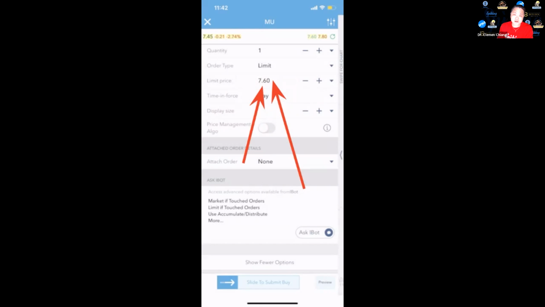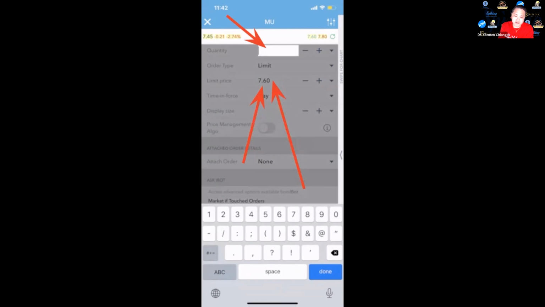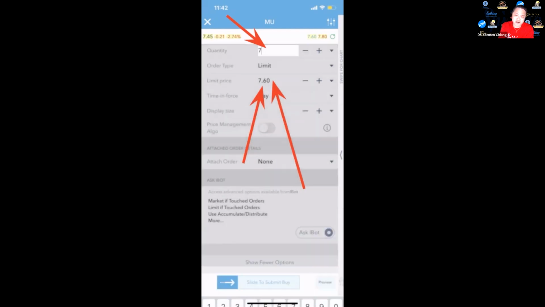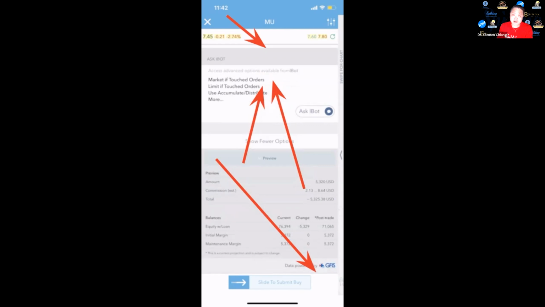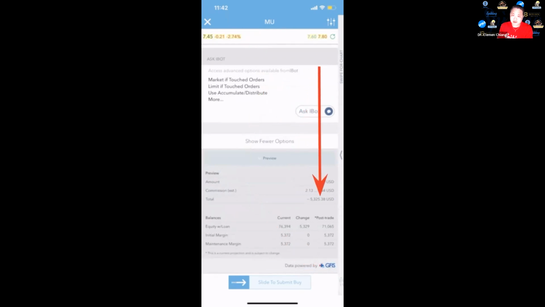Now, how many contracts am I going to buy? Maybe I try 7 contracts. But always remember, click on preview. Double check. That is your safety net. All right. Click on preview. And very nice. What does it tell me? About 5,000. Usually each game I place about 5,000.